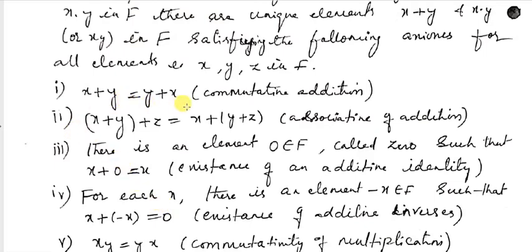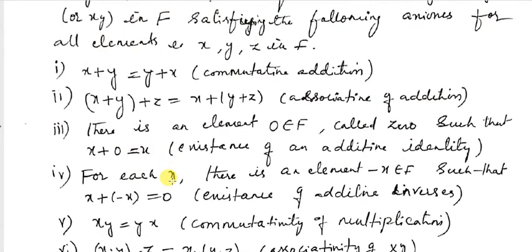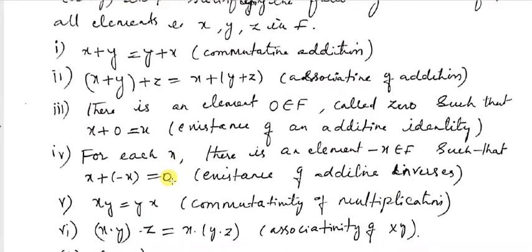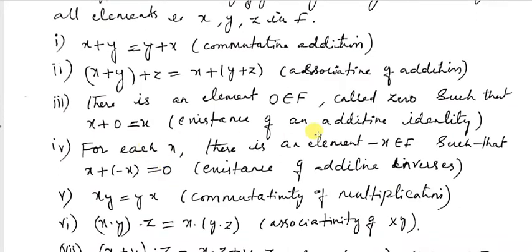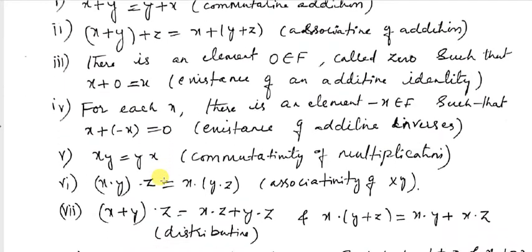x plus y is equal to y plus x, called the commutative law of addition. x plus y plus z is equal to x plus y plus z, associativity of addition. There is an element 0 belonging to F, called 0, such that x plus 0 is equal to x, which is the existence of an additive identity. For each x there is an element minus x belonging to F, such that x plus minus x is equal to 0, that is, the existence of an inverse.